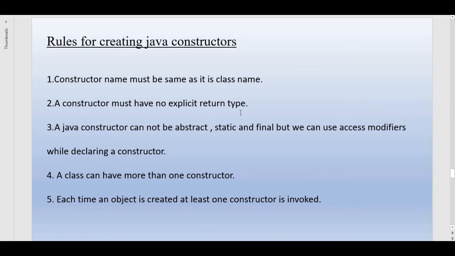Each time an object is created, at least one constructor is invoked. When we are creating the object, we must call at least one constructor. These are the rules of the constructor.